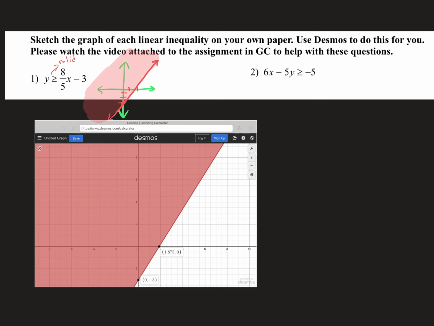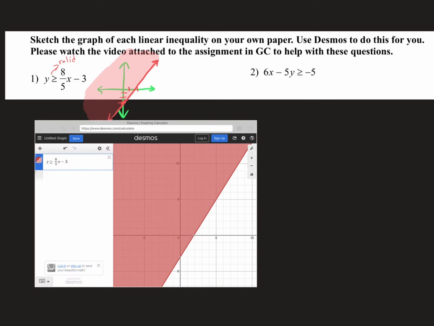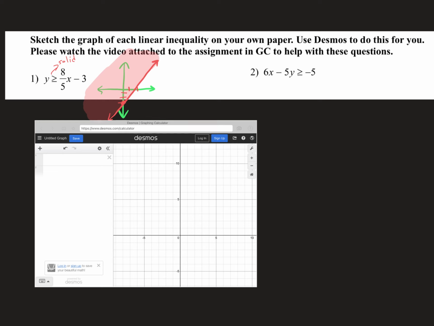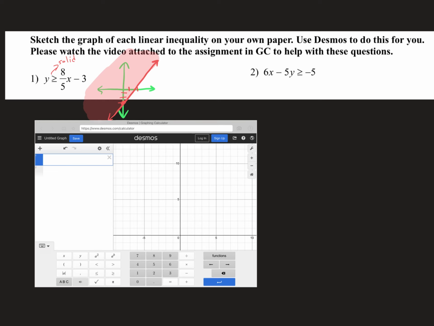Now let's graph number 2. Okay, I just exit out. You can also backspace. I'm going to type in 6x. We do not have to manipulate this equation in any way. You can just type it in as it looks. I'm going to do less than. I'll change this problem. I'll scribble it out in just a minute. Less than -5.